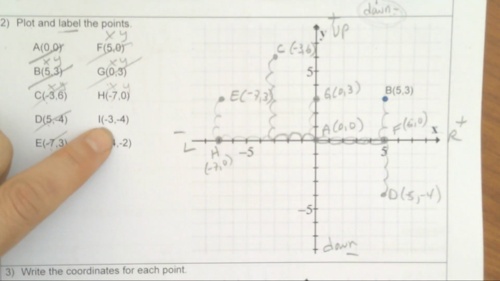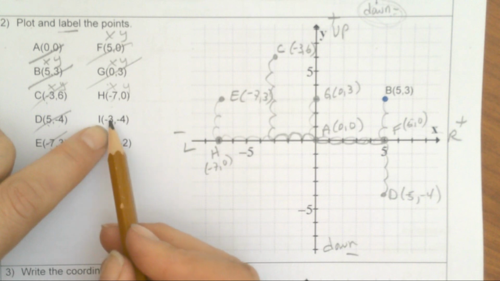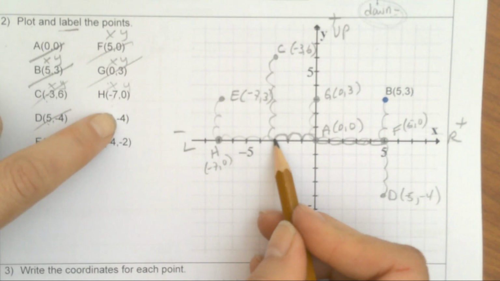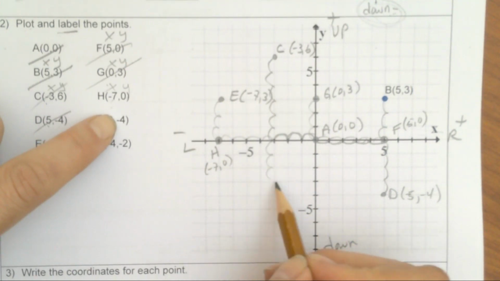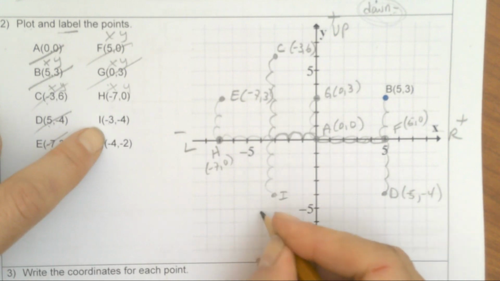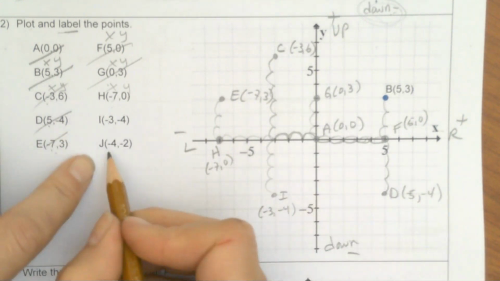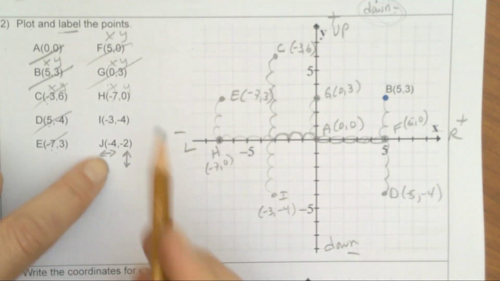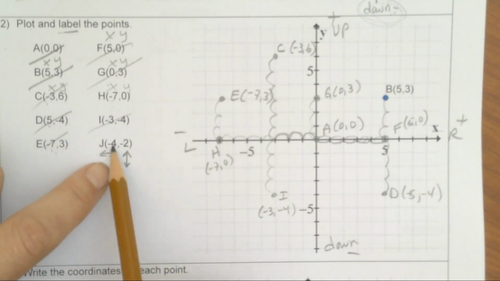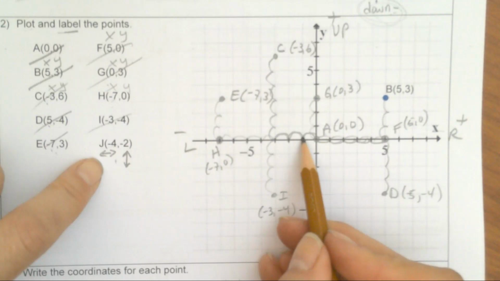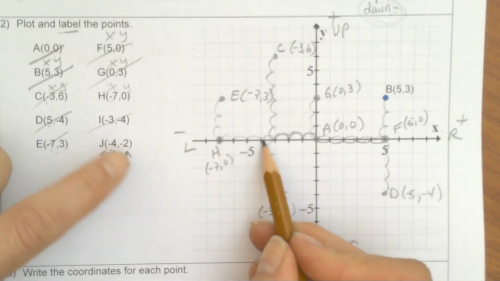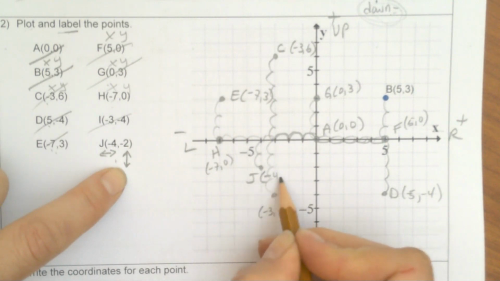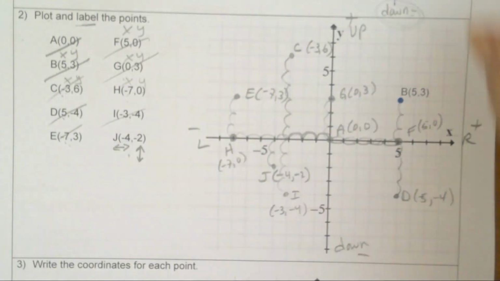I, negative 3, negative 4. So left or right? Left because it's negative. 1, 2, 3. And then the negative 4 means down 4. 1, 2, 3, 4. So that's I, which is negative 3, negative 4. So remember, the first number is about left or right, and the second number is up and down. So J, negative means left. 1, 2, 3, 4. And negative 2 means down 2. There, J. Negative 4, negative 2. All right, let's look at the next one.